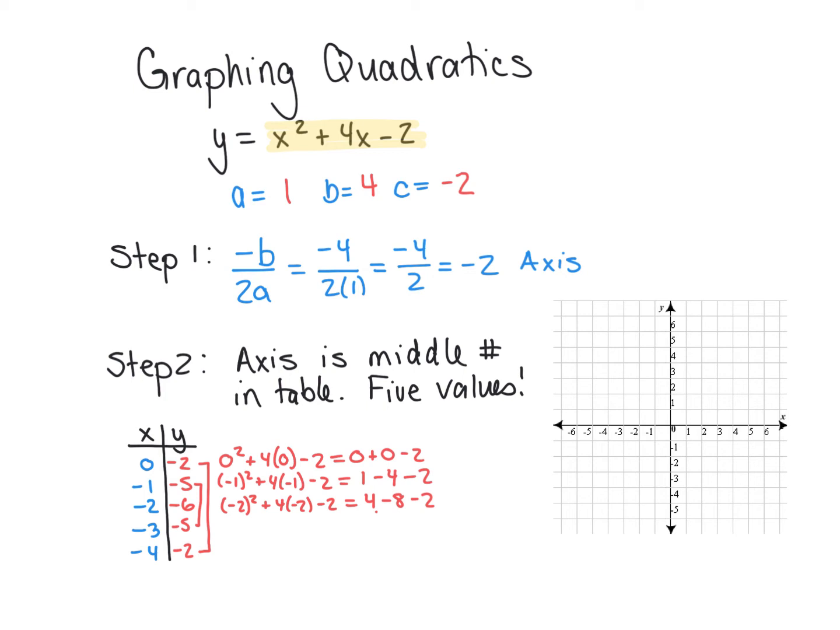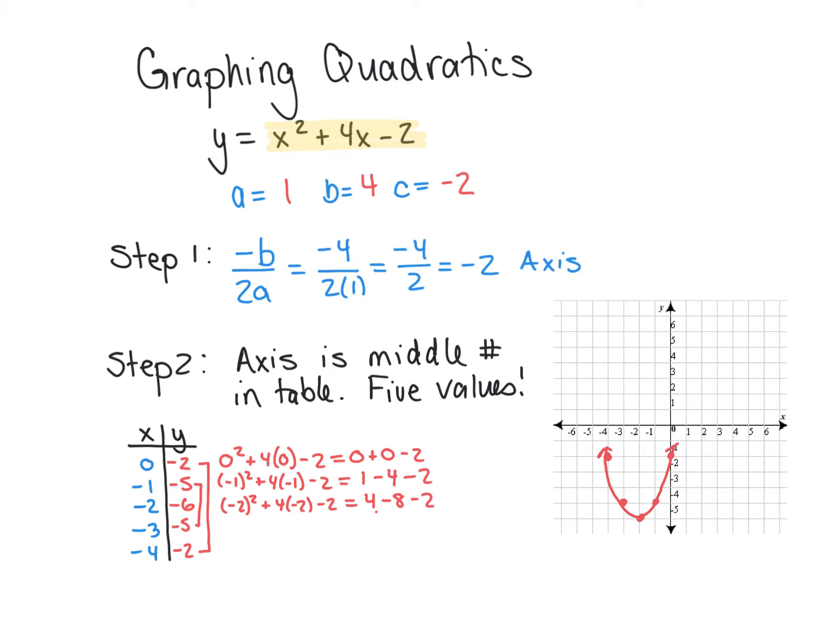So now our step 3 is going to be to graph this. So I'm going to graph the ordered pairs (0, -2), (-1, -5), (-2, -6), (-3, -5), and (-4, -2). So you'll notice when I connect these, I get a sort of U-shaped graph.